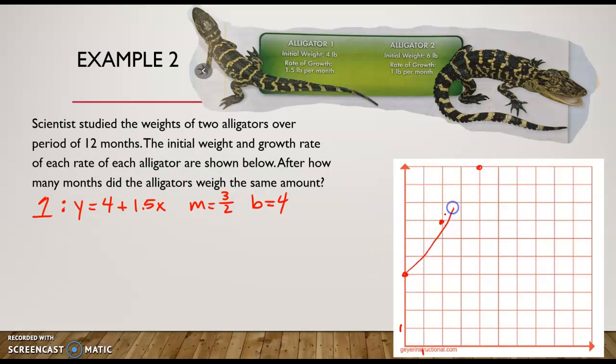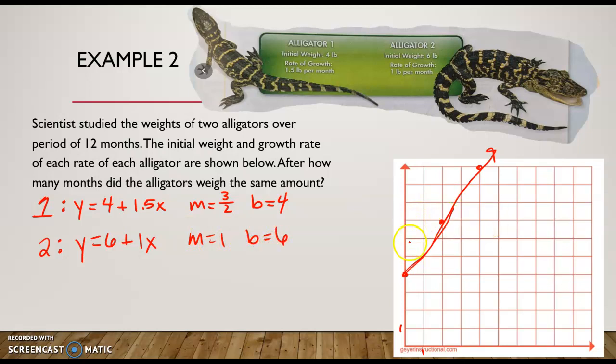Now, why am I only in the first quadrant? Because you can't have negative alligator growth. That's why. All right, number 2, y equals, it has an initial weight of 6, and a rate of growth of 1 pound per month. So 1x. So my m is 1 and my b is 6.